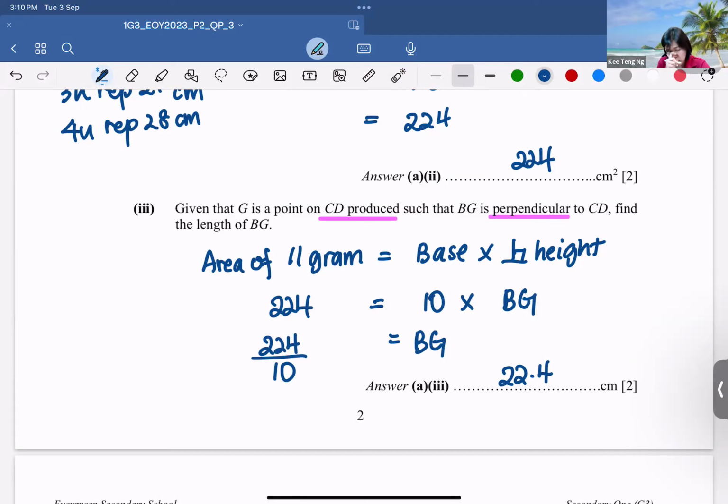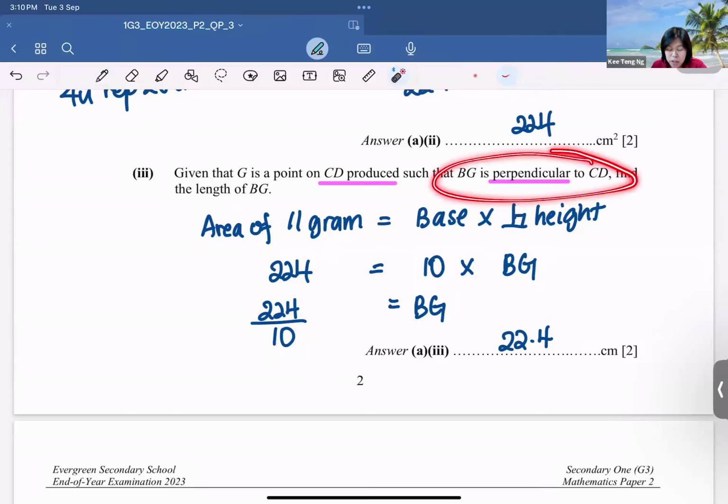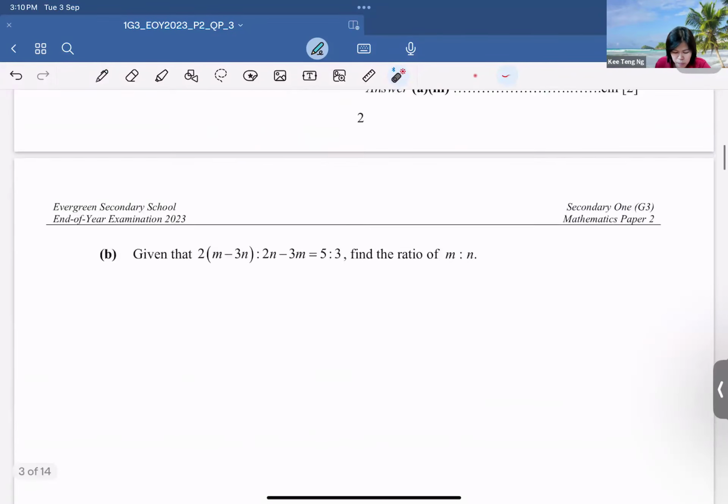So this part is actually a very simple concept, but some students don't understand what the phrasing CD produced and BG perpendicular to CD means. All right, so we have this part.